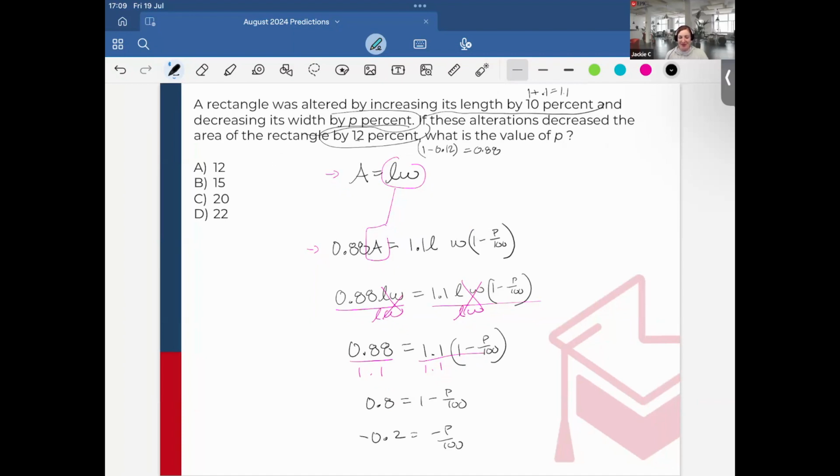Multiply each side by 100. So I get negative 20 equals negative P. I don't want a negative value, so I'll multiply each side by negative 1. And that will tell me that positive 20 is equal to P. And therefore, I would say that's the answer. Wasn't that so great and amazing?